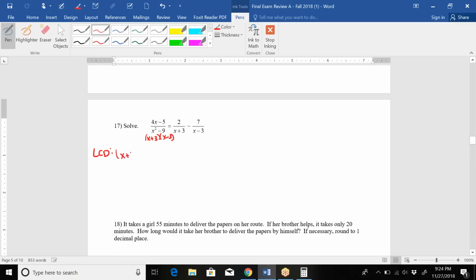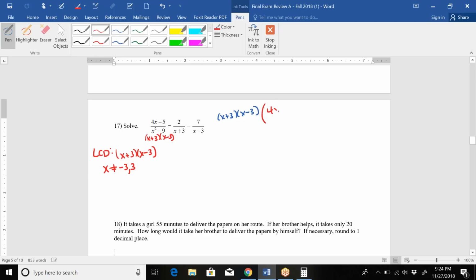So if my LCD is x plus 3, x minus 3, that means that we cannot have an answer of -3 or 3. Both of those would make one of the denominators, or more than one of the denominators, in the original equation 0. So your first step here is to multiply each term by that LCD. So you're going to write x plus, and as long as you do it to everything on both sides of the equation, you stay balanced.